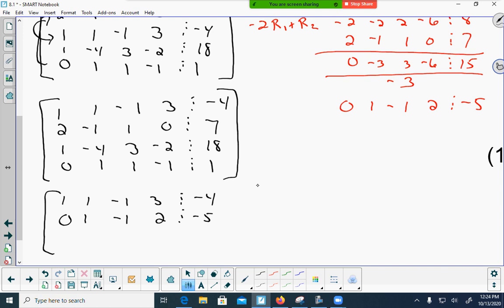Row 1's not going to change. There's row 2, then my new row 2 that I found. Now I want, for new row 3, I want this to be a 0. Kevin, what are you going to do?